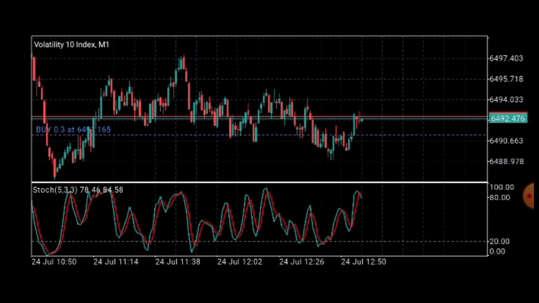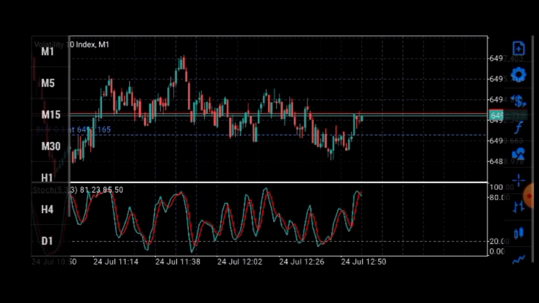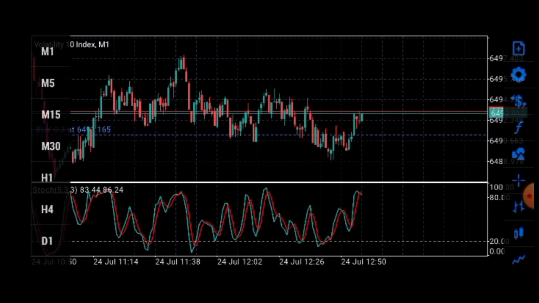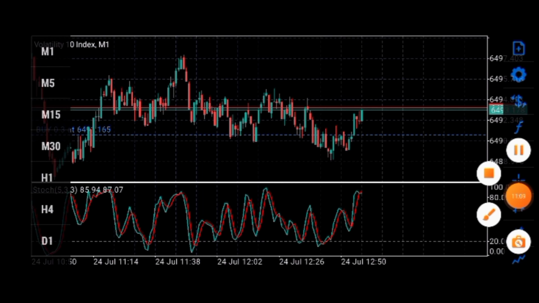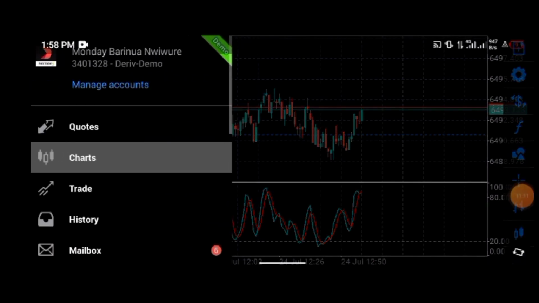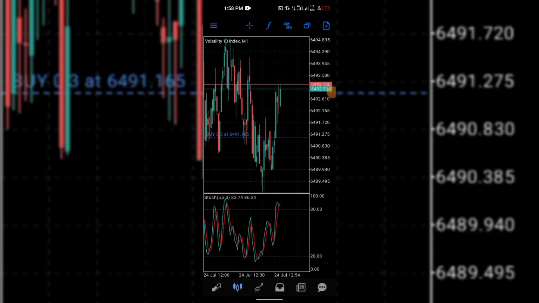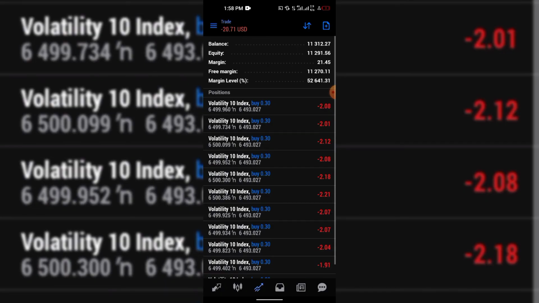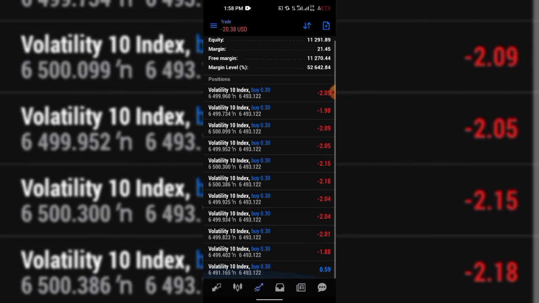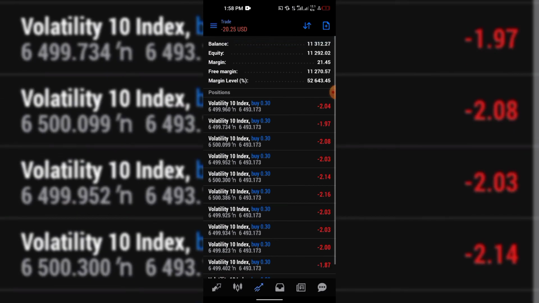So this is how I take my analysis. Then I come to 1 minute and then place my trade. You can see the one we placed. You can see how far it has gone already. Already there has been some trade running, so you can take a look at them. They are running into profit right now. Look at the one we just placed, the last one here. All these are already in profit.